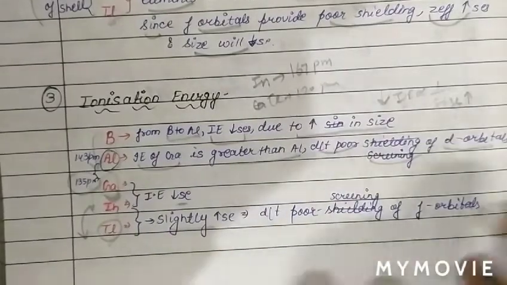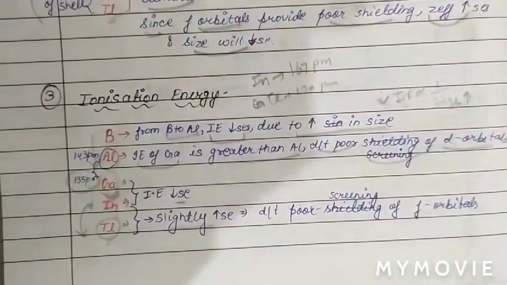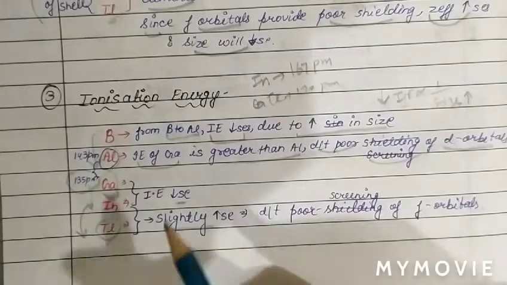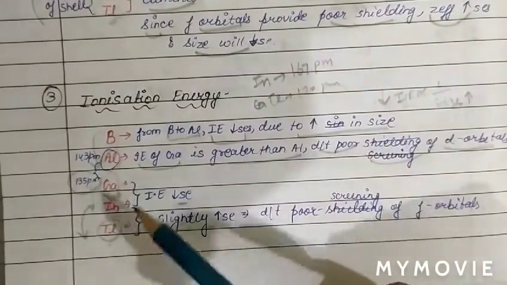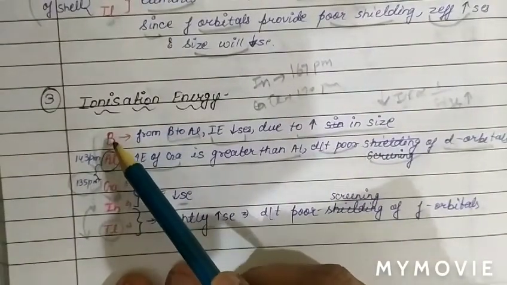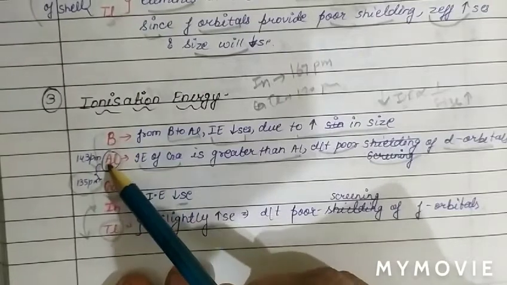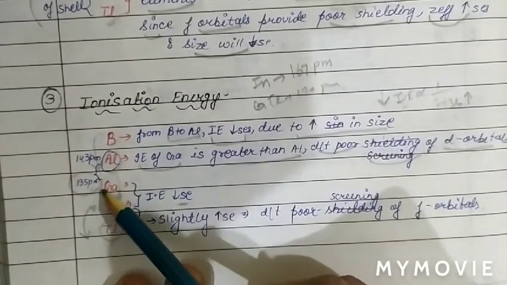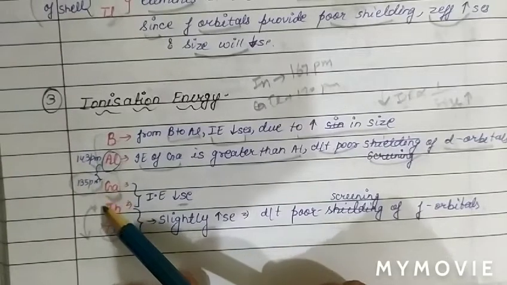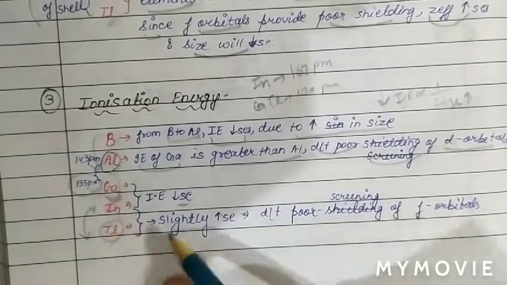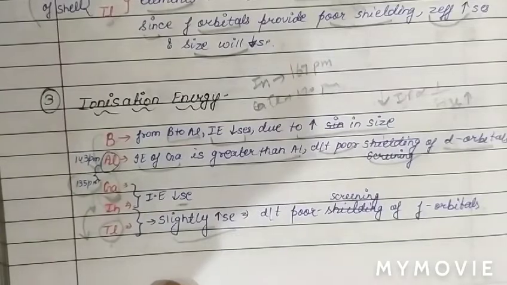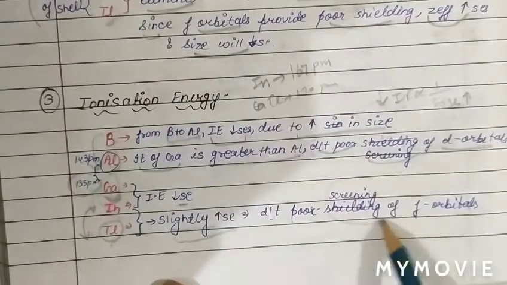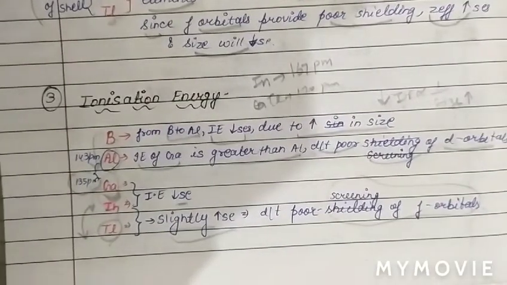So this is also a heterogeneous property for group number 13, as there is no linear variation in the ionization energy. First, ionization energy decreases from boron to aluminium, then increases from aluminium to gallium, then again decreases from gallium to indium, then from indium to thallium it slightly increases due to poor shielding effect of the f orbital.